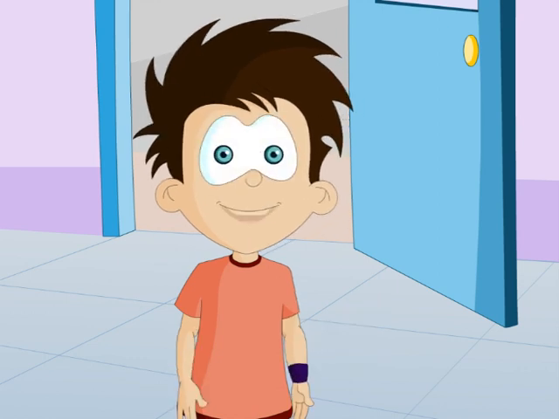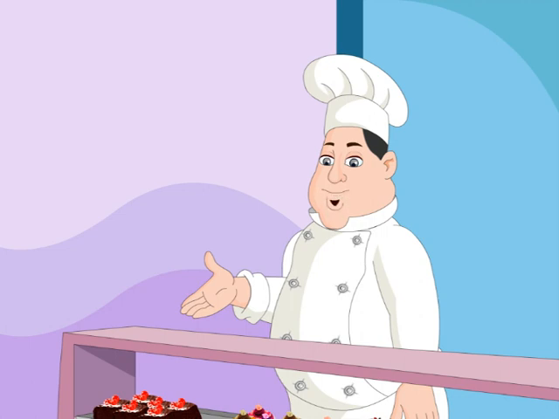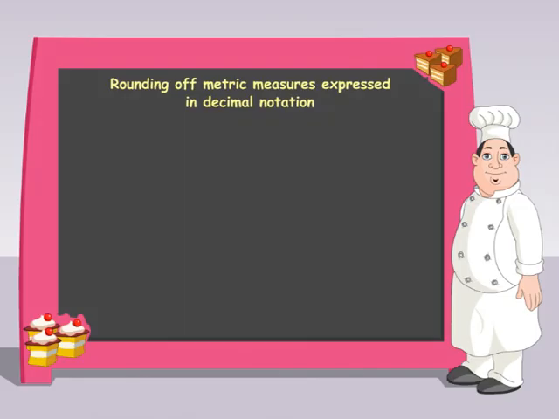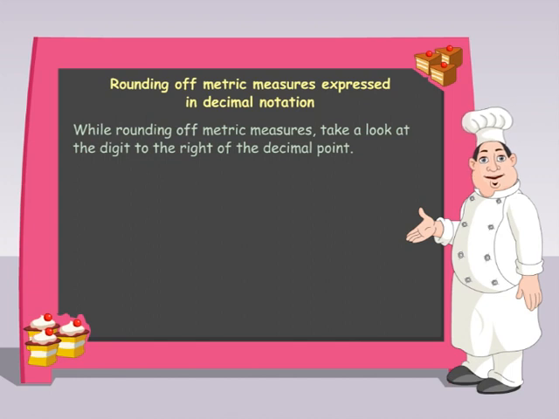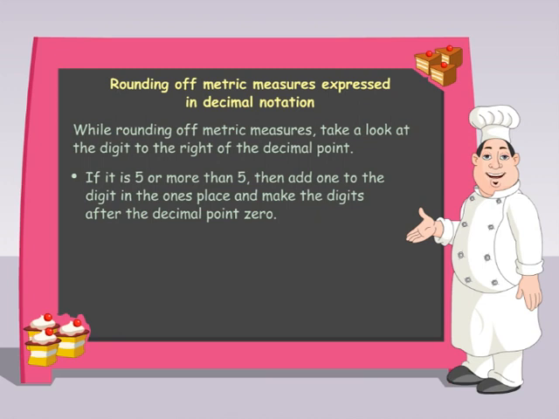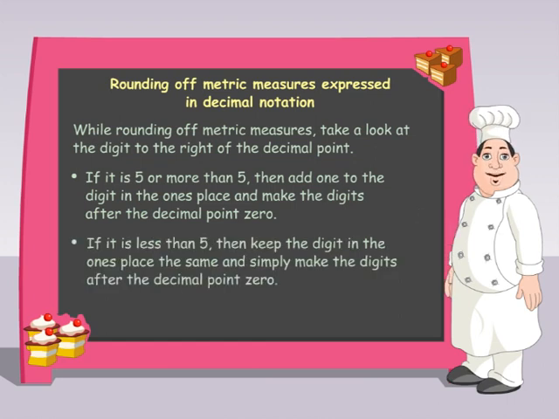What about metric measures? Can we round off metric measures too? That's a very good question. Sometimes you may need to round off metric measures of length, weight, and capacity written in decimal notation. In these cases, take a look at the digit to the right of the decimal point. If it's 5 or more than 5, then add 1 to the ones digit and make the digits after the decimal point 0. If it is less than 5, simply make the digits after the decimal point 0.